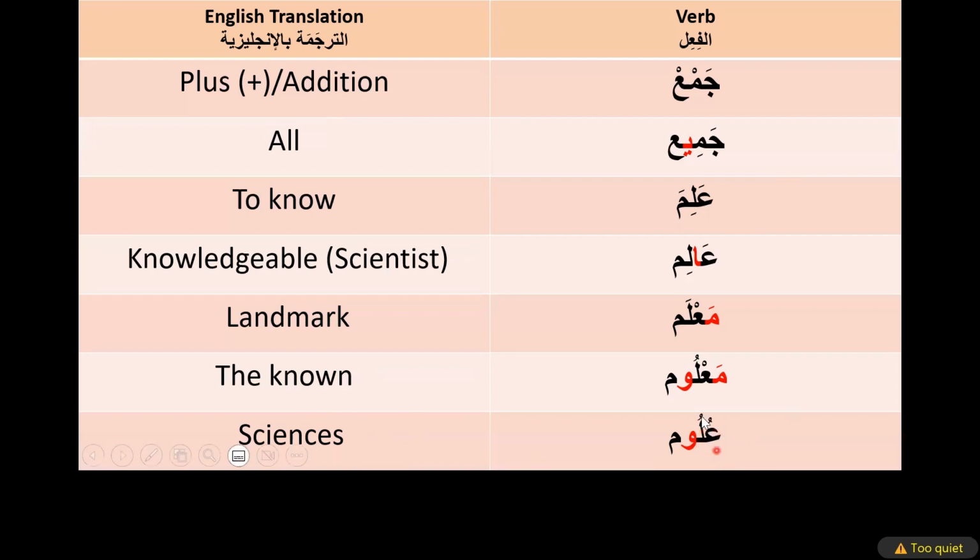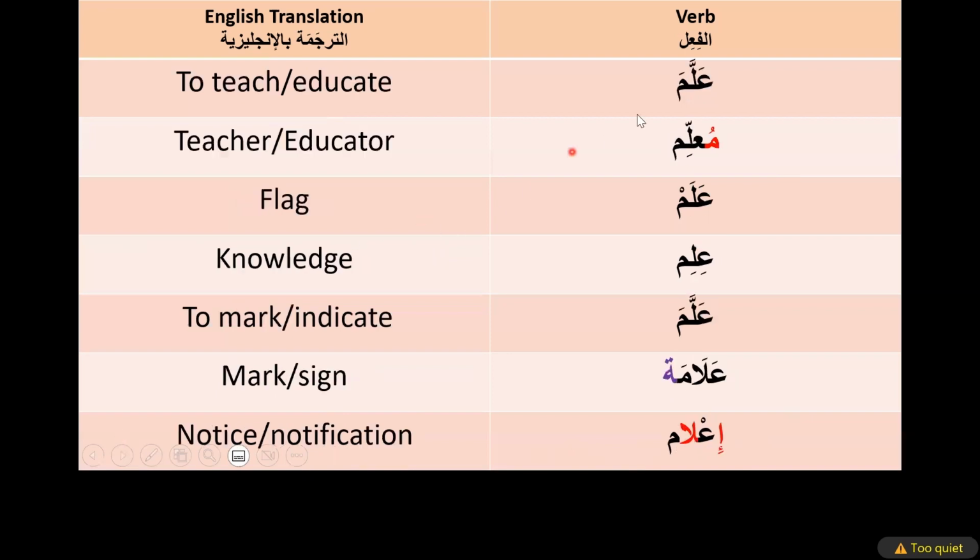And still we have ain, lam, mim, but we add the waw. 'Ulum, sciences. Also, we have 'allama, which is to teach or to educate. Mu'allim is the teacher or the educator. See, the mim is added to our three-letter ain, lam, mim.